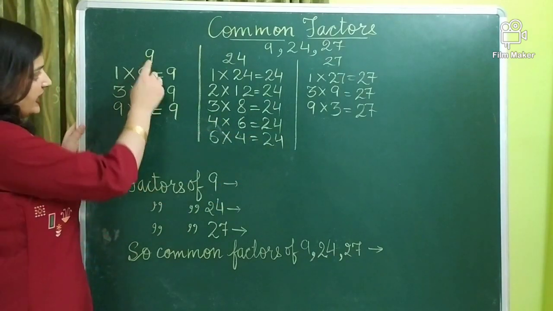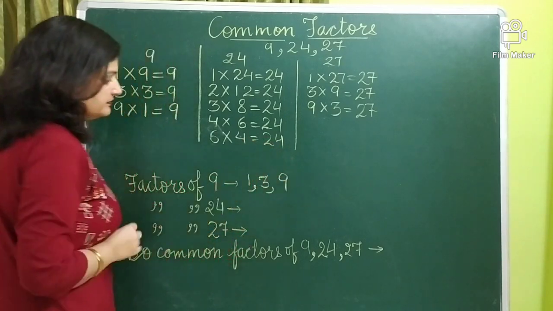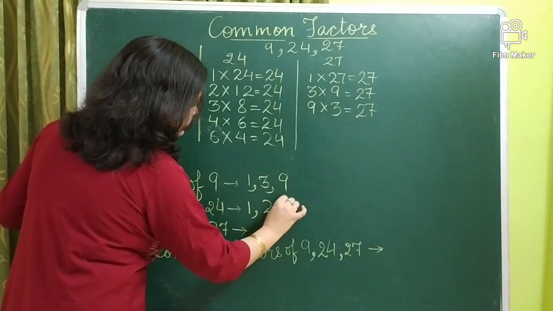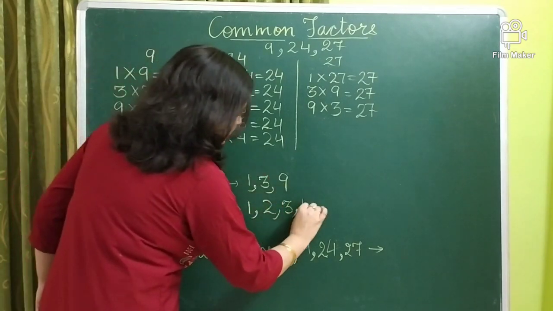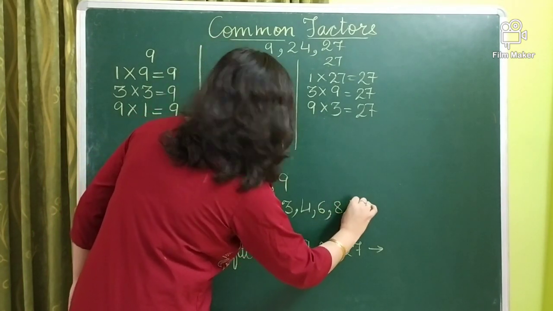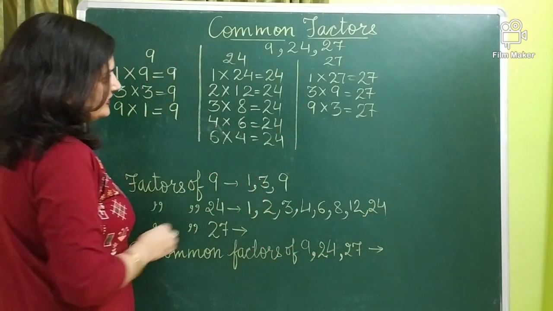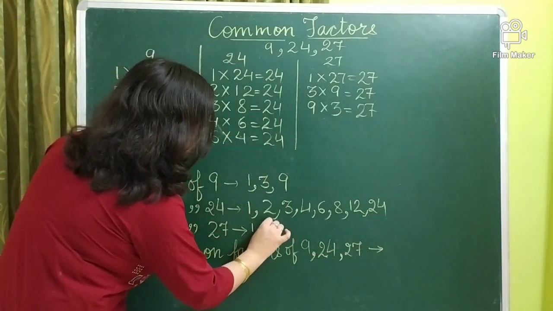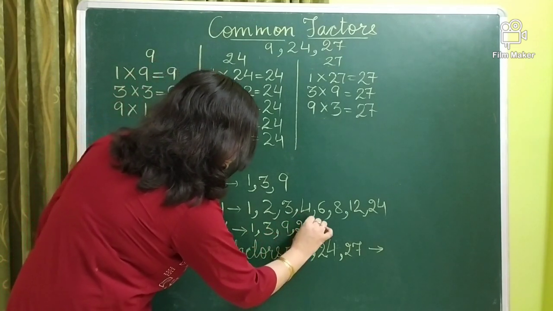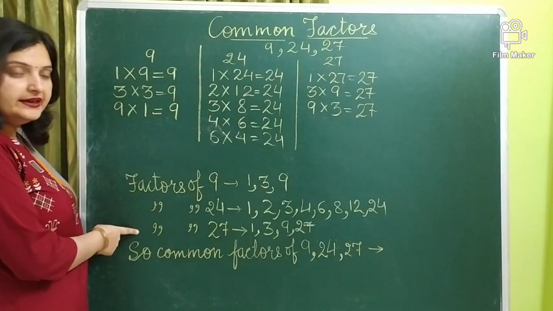So factors of 9 are 1, 3 and 9. Now factors of 24: 1, 2, 3, 4, 6, 8, 12 and 24. And the factors of 27: 1, 3, 9 and 27. So now these are the factors of 9, 24 and 27.